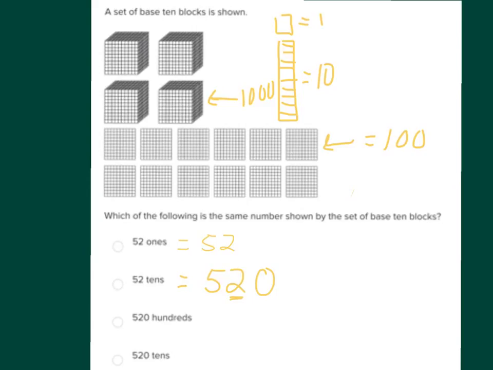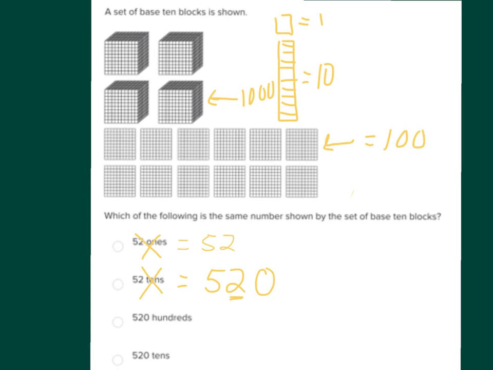The other way to look at it is, does this equal 52 tens? Does this equal 520 up here when you put these all together? Well, there's 1,000, 2,000, 3,000, 4,000. We're already over 4,000, so that's not an answer either. Neither one of these can be the answer.